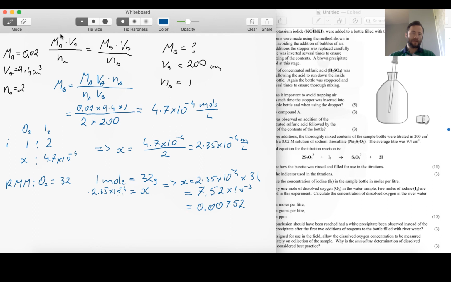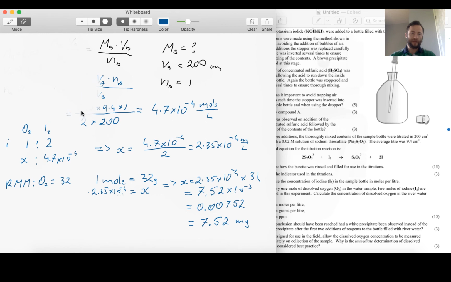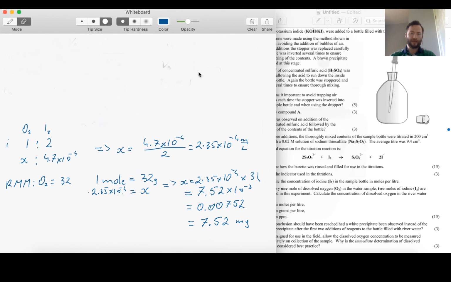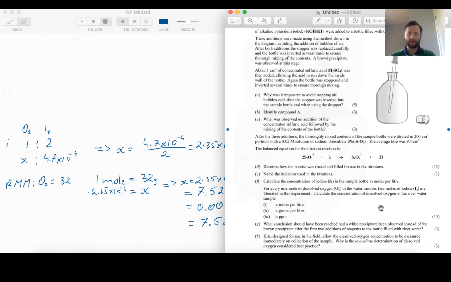So 0.00752 grams per liter, which can also be given as 7.52 milligrams. And I hope that you can recognize that the reason I'm doing this is because I'm going to use the number of milligrams to find the answer to the last part of this question, which is the concentration of dissolved oxygen in parts per million.